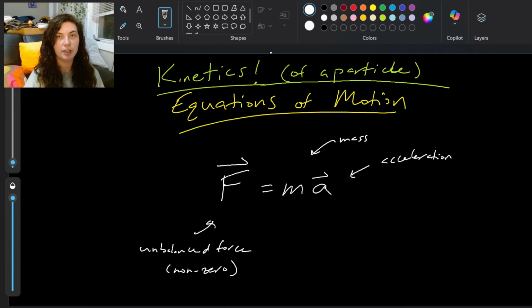that body is experiencing. And this mass here is really a measurement of inertia. We'll talk about this a little bit later in the course, but sometimes you'll hear this like resistance of a particle to change. It's resistance to a change in motion, this inertia.